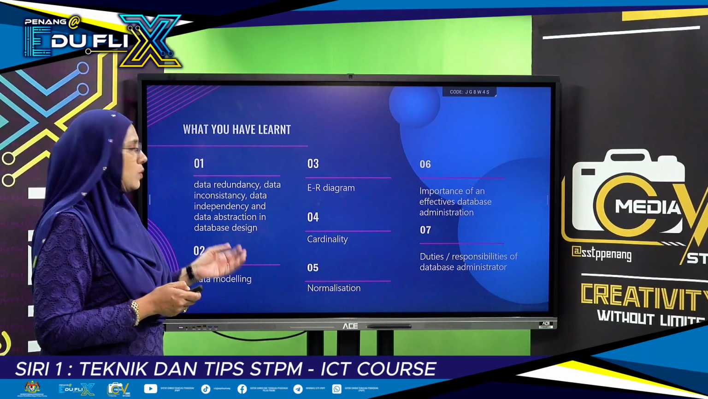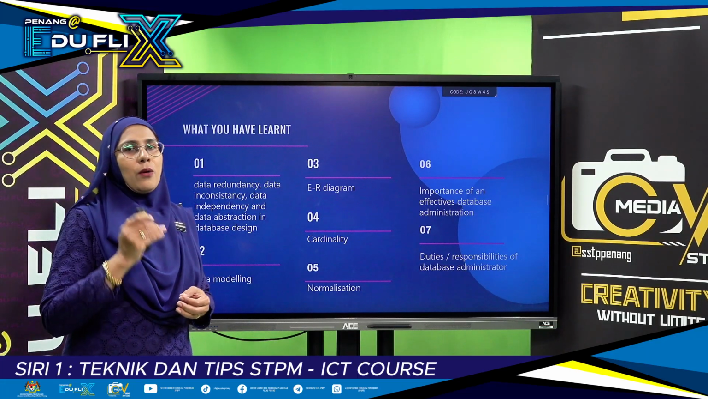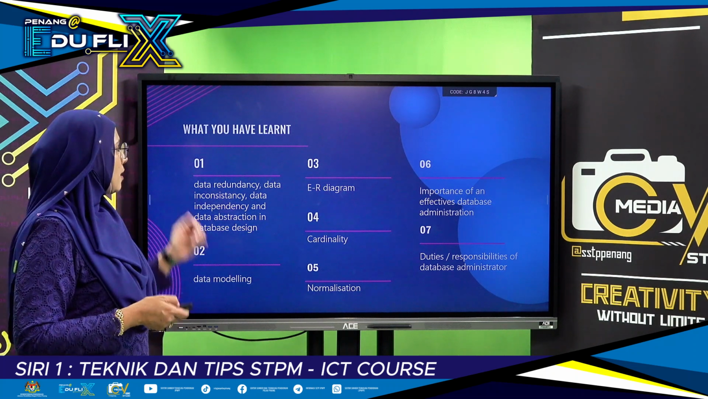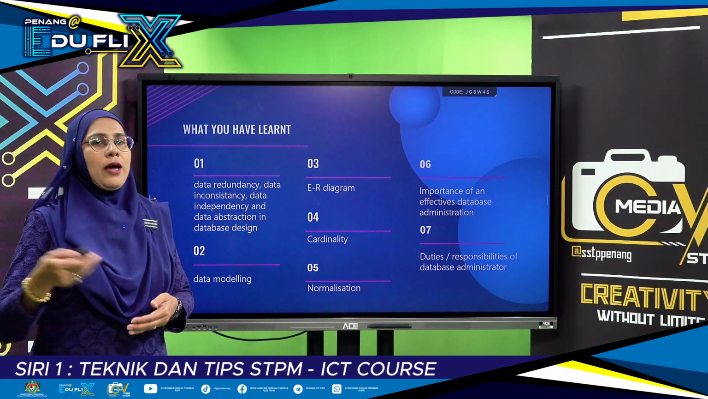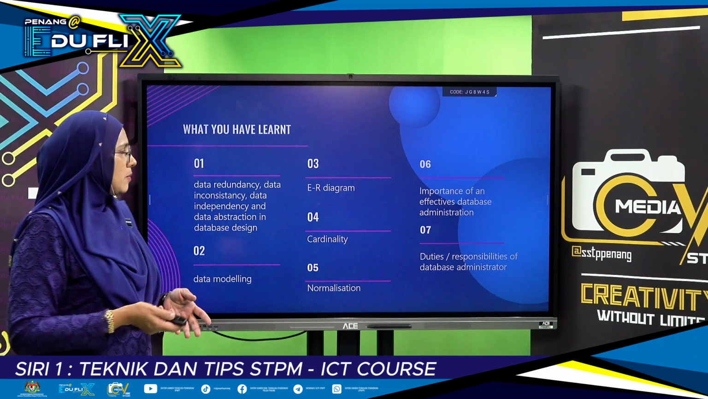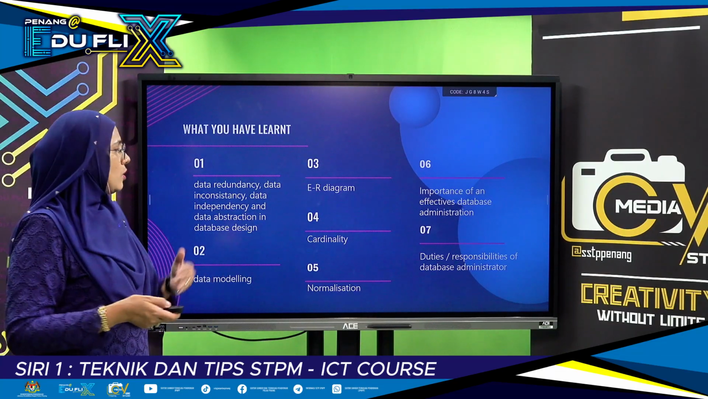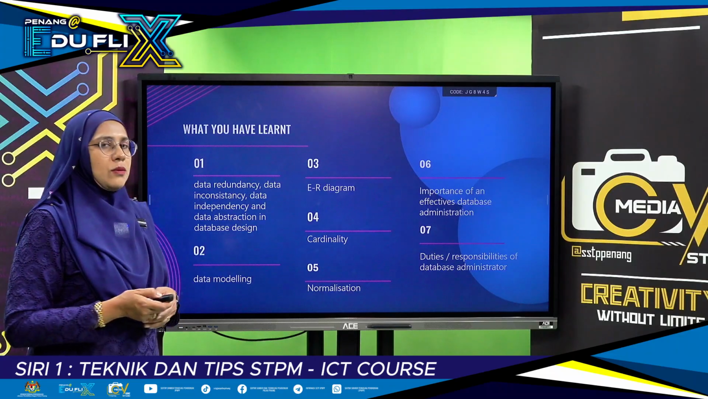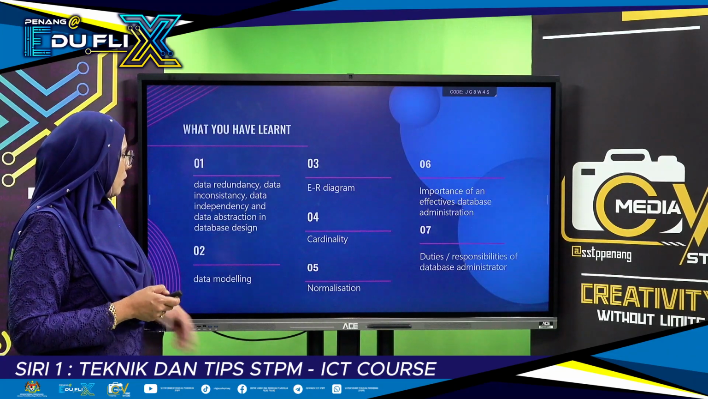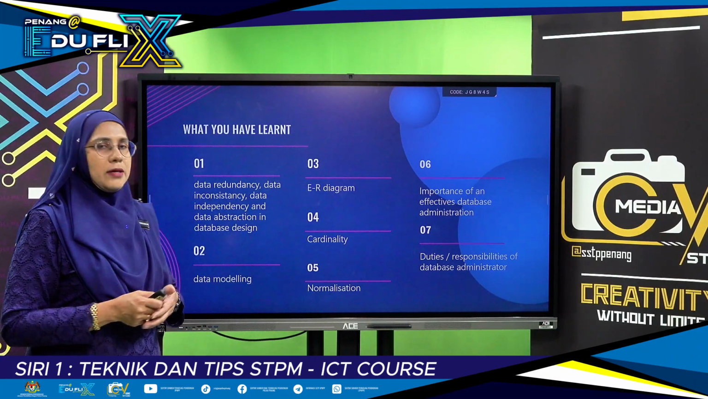All right, so you will identify what is meant by data redundancy. Why we cannot have data redundancy in a system. Okay, what happens if you have data redundancy? So all these things will be discussed here. Okay, next will be data modeling. Okay, data modeling is important.